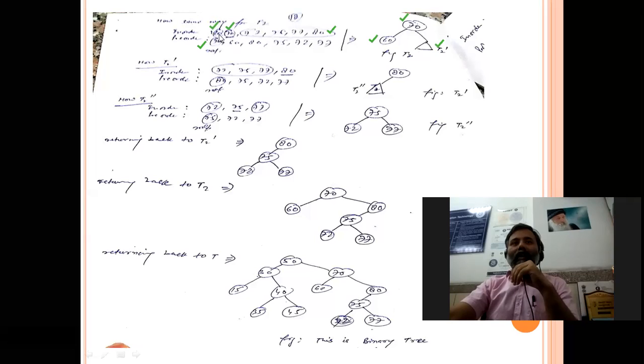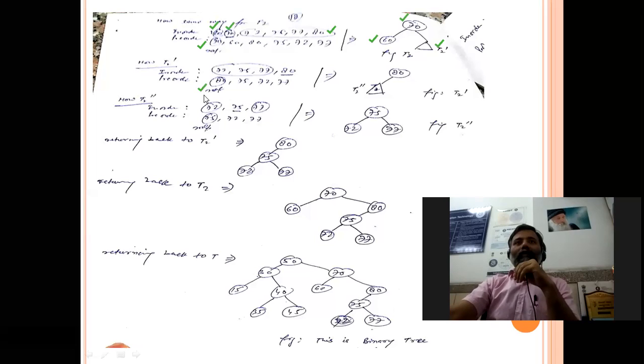And again for T2 dash, this is the in-order traversal. We wrote it here: 77, 75, again this one. And then the pre-order traversal: this is the root, this is the left subtree, so the remaining are the right subtree. So this is the pre-order traversal of T2 dash. Now again, the first element will become the root, so 80 will become the root of T2 dash.